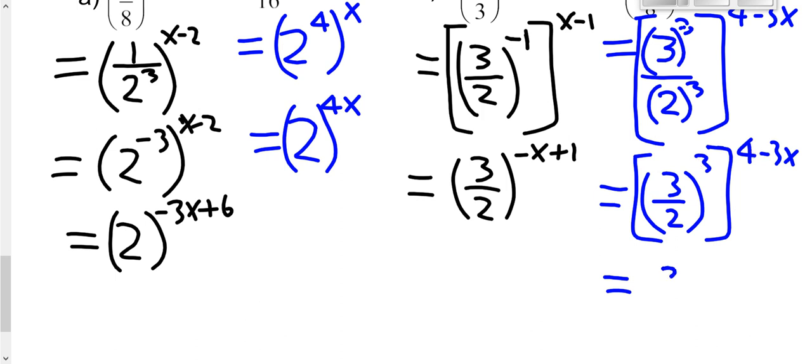Okay, so now just distribute this. You have 3/2 raised to the power of 3 times 4 gives you 12, and then minus 3 times 3x gives you 9x. So bingo, have a look. They now both have the same base, which is 3/2 and 3/2. So here we go.